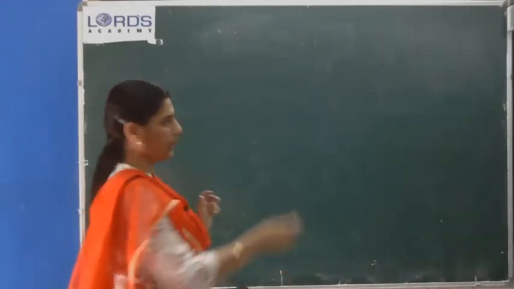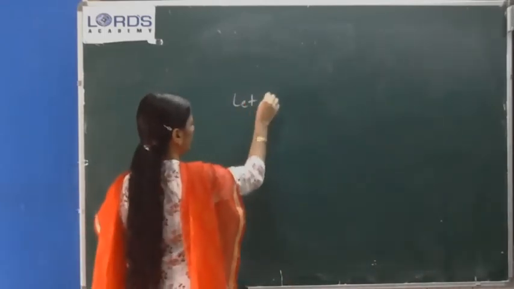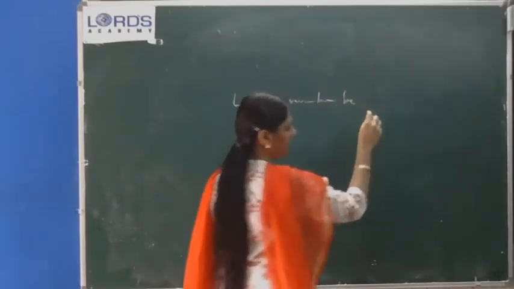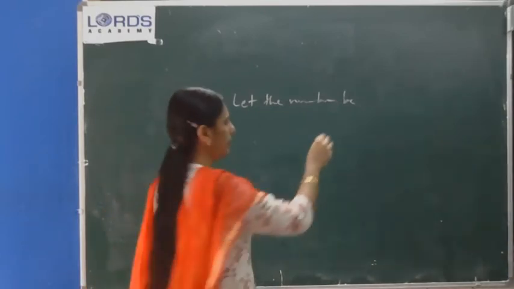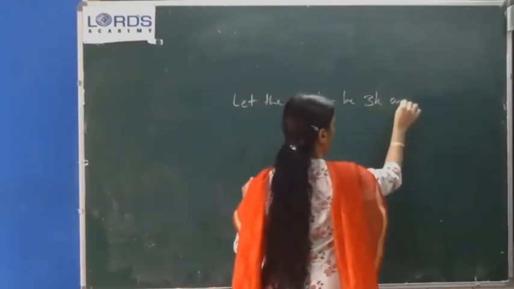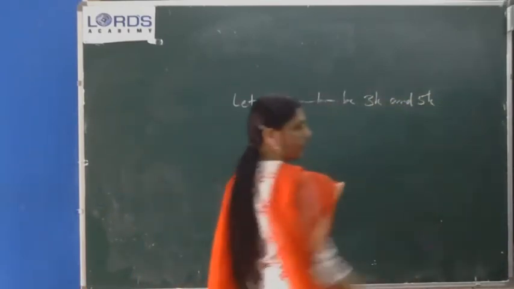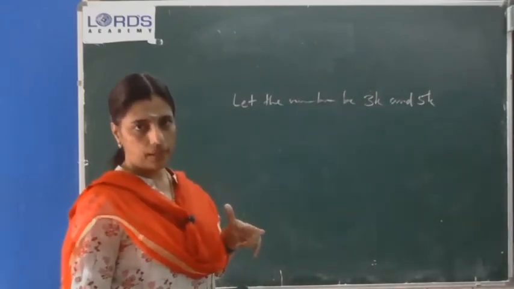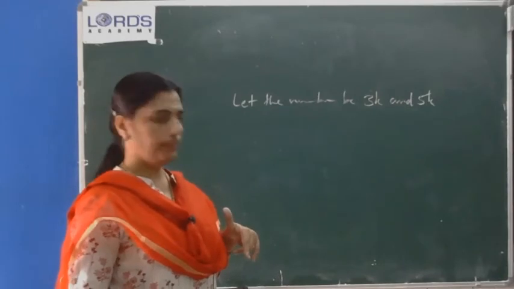Two numbers are in the ratio 3:5. So let the numbers be 3k and 5k. The ratio we made into numbers by multiplying with k.